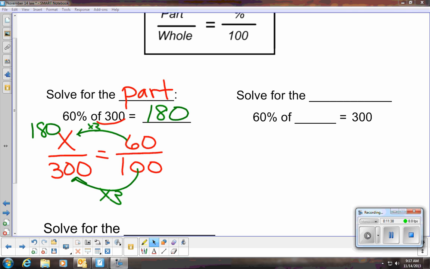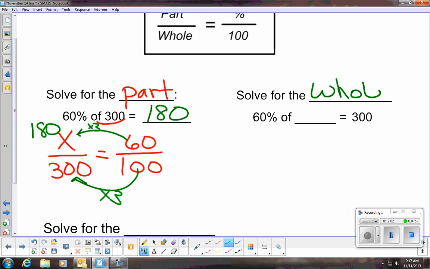Anyway, very quickly, solve for the what? 60% of blank equals 30. What are we missing here, Olivia? 300. Yes, sorry. What am I missing? Well, it's not the percent. Cassie? We're missing the whole. Yep. Because 60% of whatever equals 300. That's your part.